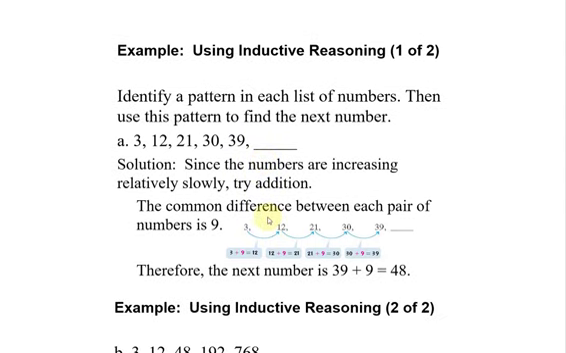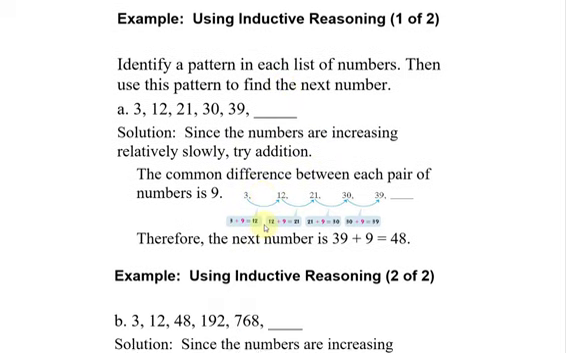Okay, we have another example. Identify a pattern in each list of numbers. Then use this pattern to find the next number. We see that in order to go from 3 to 12, we have to add 9, right? 3 plus 9 is 12. And to go from 12 to 21, again, we have to add 9.